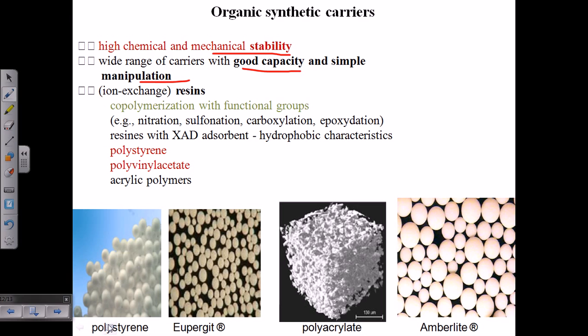The examples are polystyrene carriers, polyacrylate, and Amberlite carriers. We can utilize this type of carriers. Also, there are resins, ion exchange resins. As we know, we can utilize ion exchange resins for different types of purification processes, water purification and also different chemical purification purposes. Polystyrene and polyvinyl acetate or acrylic polymers can be used as the synthetic organic carrier.